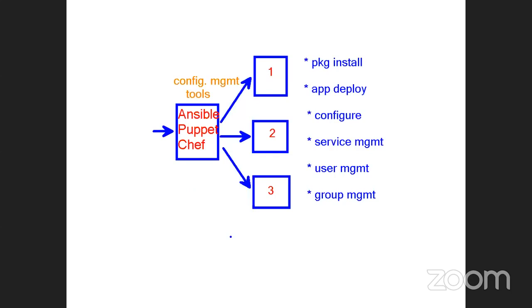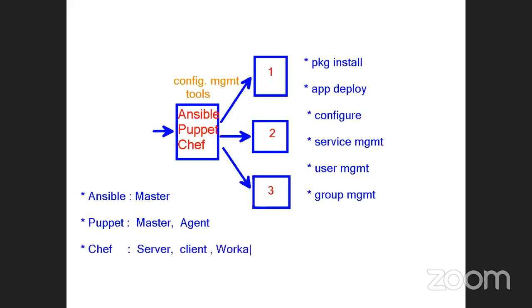Okay. So now we have a question: which one is preferable to use, Ansible, Puppet, or Chef? See, if you go with Ansible, you will get an Ansible master. If you go with Puppet, in Puppet you have a master and agent. If you go with Chef, you have a Chef server, Chef client, and Chef workstation. See here, each tool has some core components.